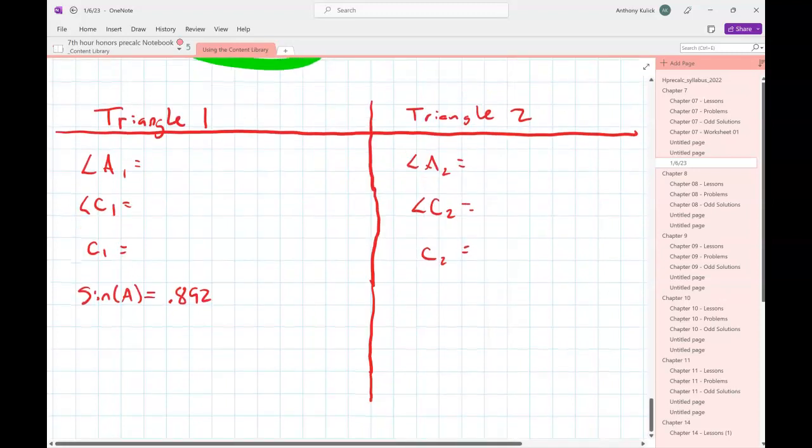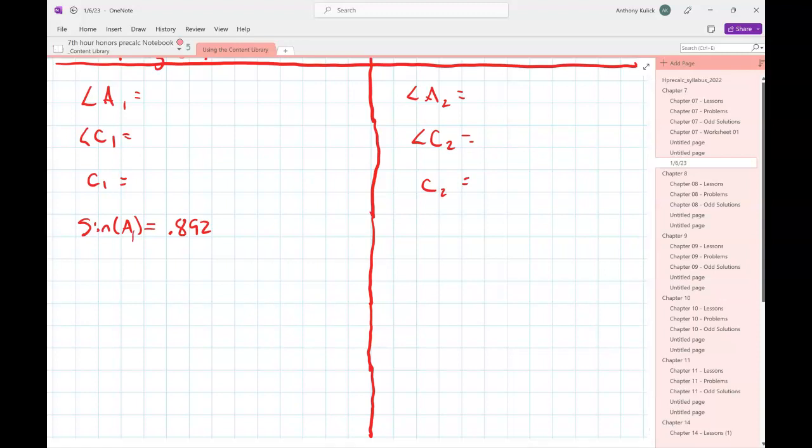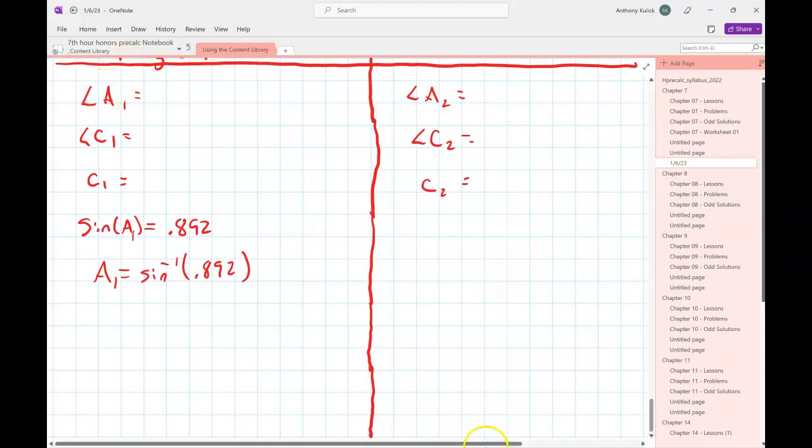How do I solve that equation for A? If I have sine A equals 0.892, how do I solve that for A? I guess I should call that A1 now. We'll do the inverse sine of both sides, which basically says that A is going to be the inverse sine of 0.892.